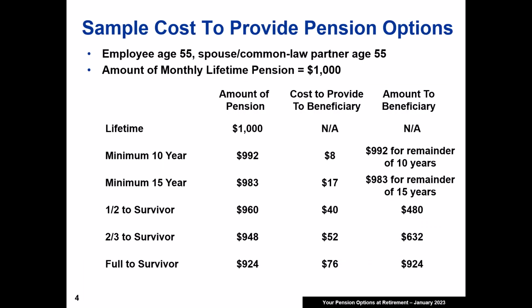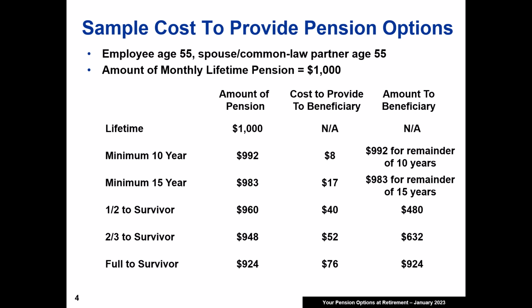This slide provides you with some sample costs. In our example, we are assuming that both the member and their spouse or partner are 55 years of age and that the value of their pension, as per the pension formula, is $1,000 per month. Keep in mind this is just an example. The pension values and costs will be different for every member. As you can see, with the lifetime pension option, the member receives the full value of their pension. There is no cost to ensuring an amount payable to a beneficiary, as there is no beneficiary.